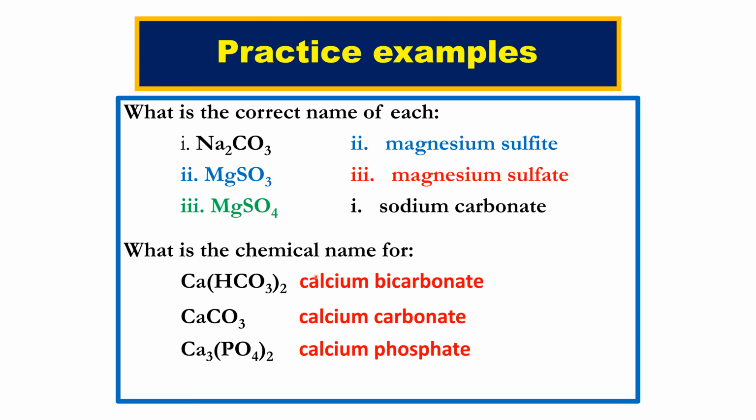What is the chemical name for this? The chemical name for this compound is calcium bicarbonate. The chemical name for CaCO3 is calcium carbonate. And the chemical name for this compound is calcium phosphate.